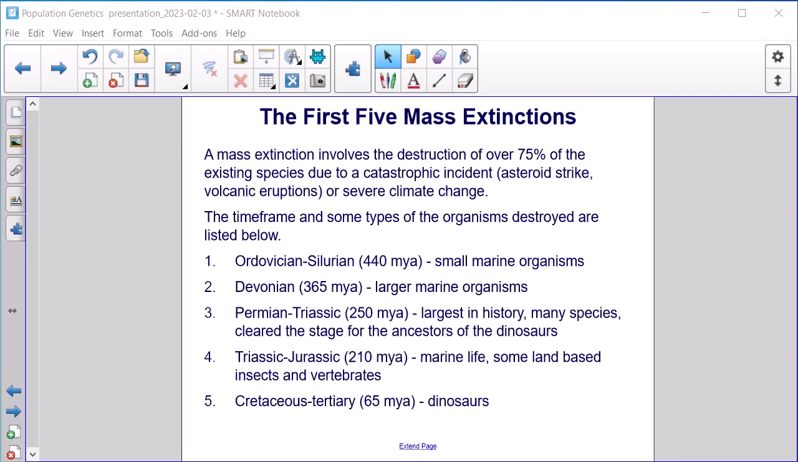A mass extinction involves the destruction of over 75% of the existing species due to a catastrophic incident, asteroid strike, volcanic eruptions, or severe climate change. The time frame and some types of the organisms destroyed for the first 5 mass extinctions are listed.